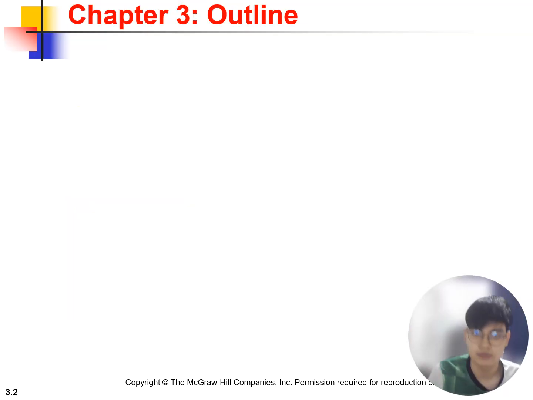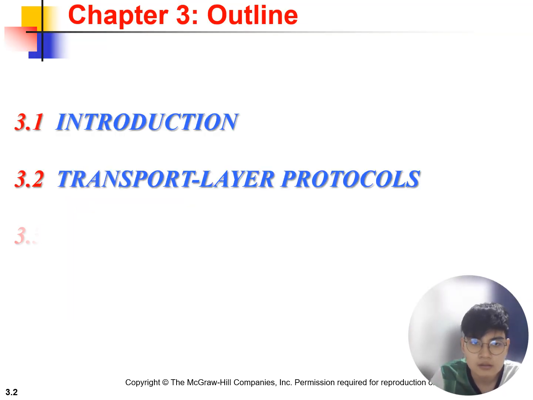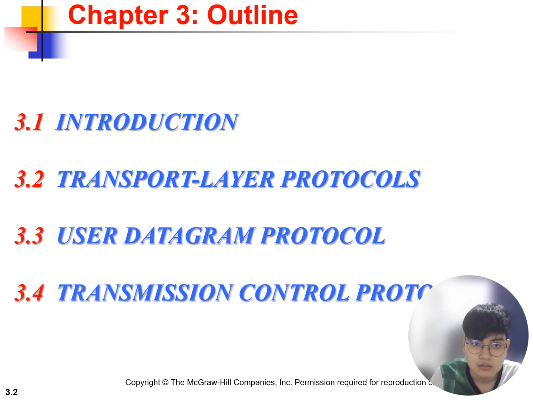Chapter 3 outline. We have four topics in Chapter 3. The first one is introduction, and number 2 is transport layer protocols. Number 3 is User Datagram Protocol. Number 4 is the Transmission Control Protocol.